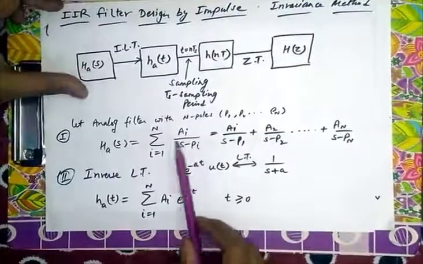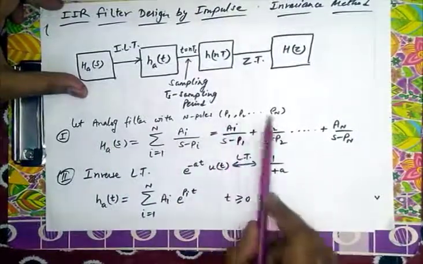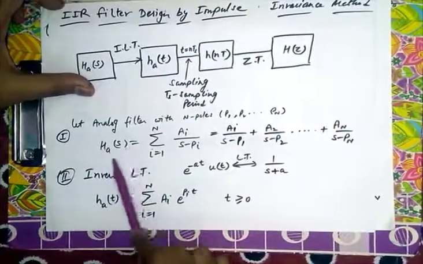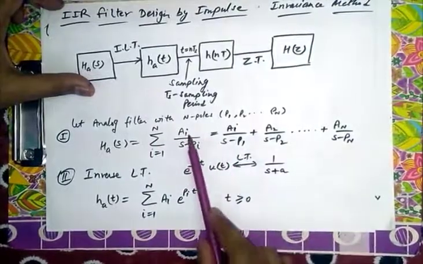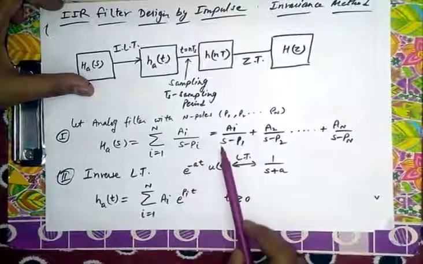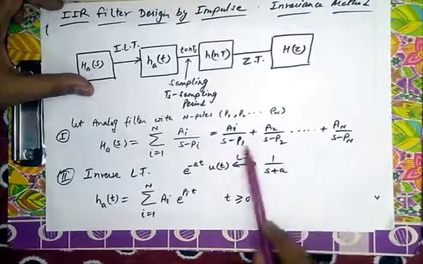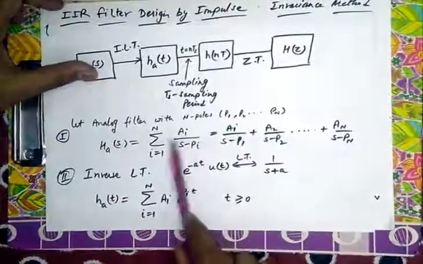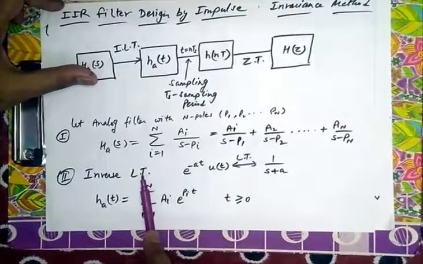Simple steps. Let an analog filter have n poles, P1, P2 up to Pn, and suppose the analog filter has this characteristic, with n poles, A_i over s minus p_i. We have already done the partial fraction so that we can see the number of poles: P1, P2, Pn are the poles. In the simplest case, we assume an n-pole analog filter, and then we do the inverse Laplace transform of it.